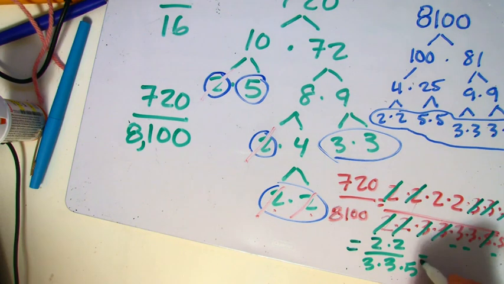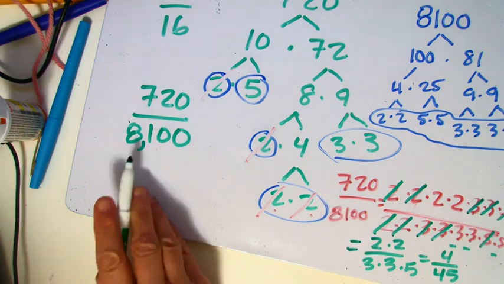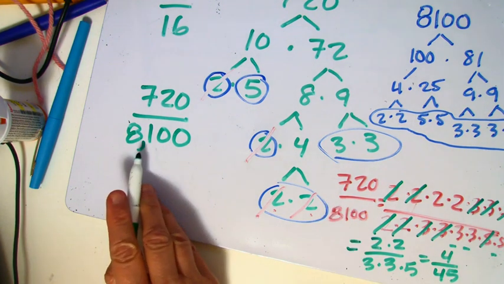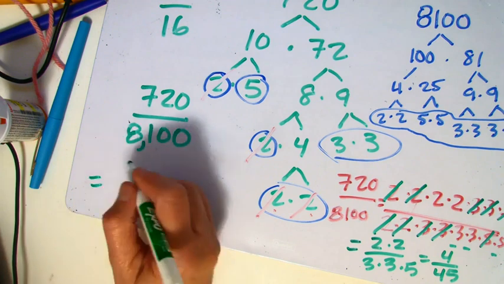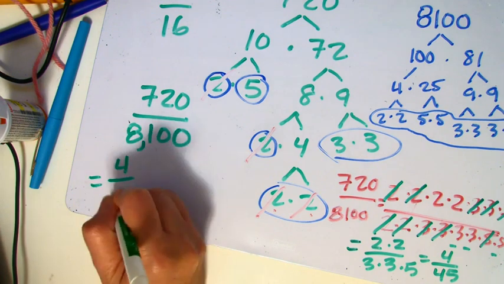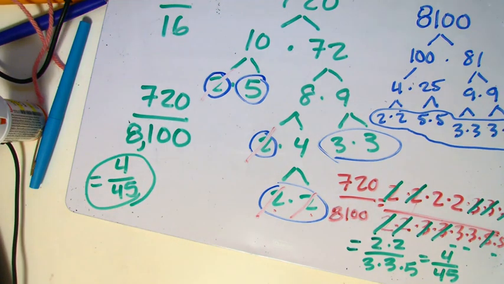Okay, now we're simplifying. 2 times 2 is 4. And 3 times 3 is 9, times 5 is 45. So the reduced fraction of 720 over 8100 is going to be 4/45. And that's how you would reduce or simplify using factor trees.